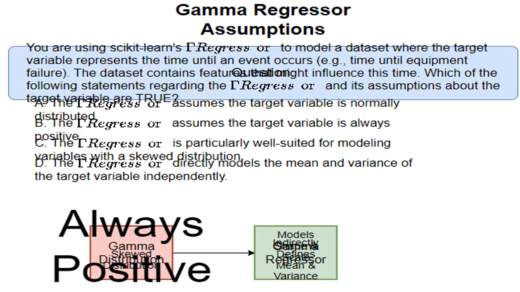This is the core of our discussion. We are focusing on the GammaRegressor, a statistical model from the scikit-learn machine learning library specifically designed for handling data that follows a gamma distribution.